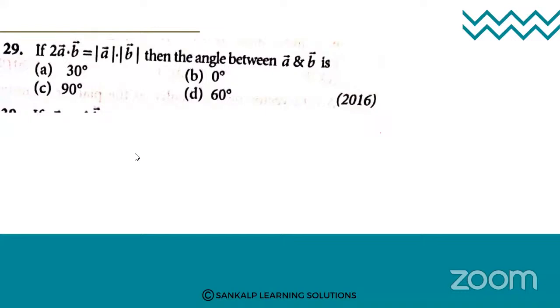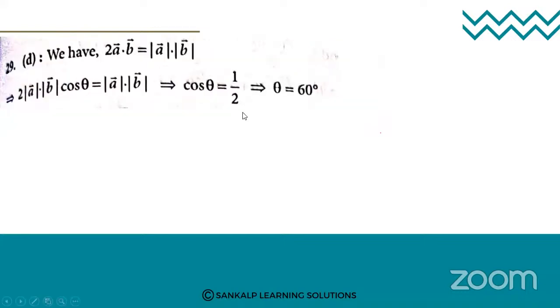So here, 2a·b equals |a||b|. a·b can be written as |a||b| cos theta, so 2|a||b| cos theta is equal to |a||b|. So |a||b| will cancel off, and cos theta will be equal to 1/2. So theta will be equal to 60 degrees. So the angle between the two vectors will be 60 degrees.